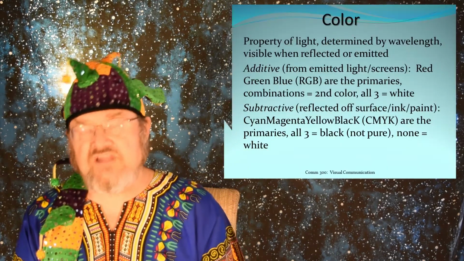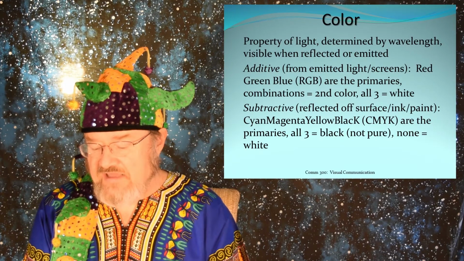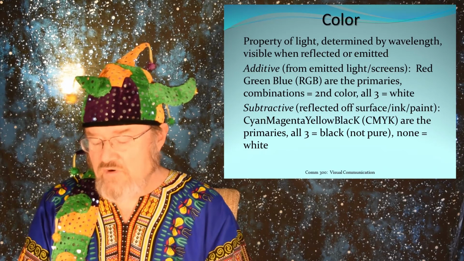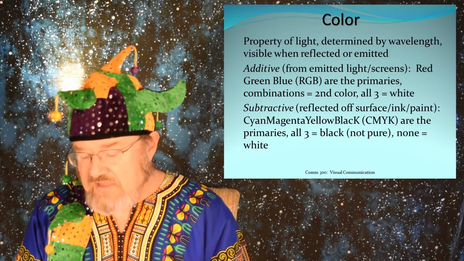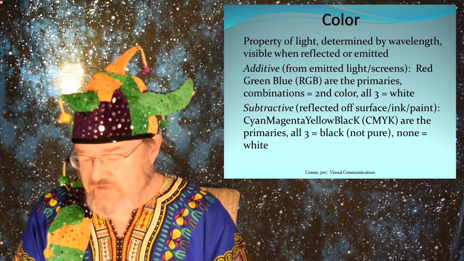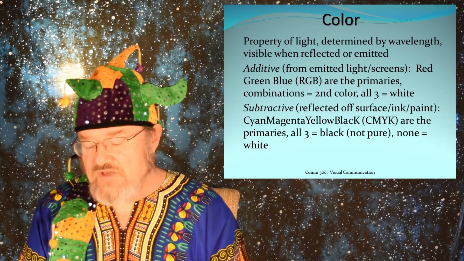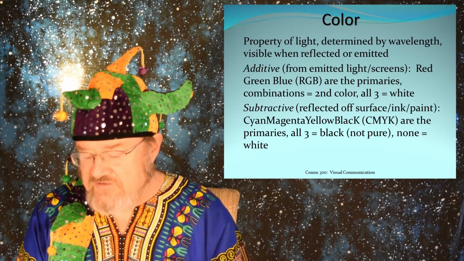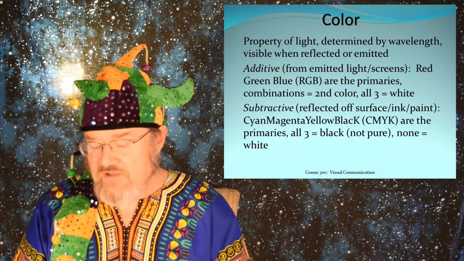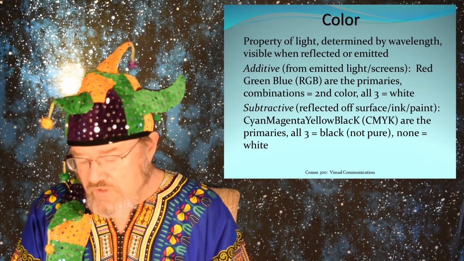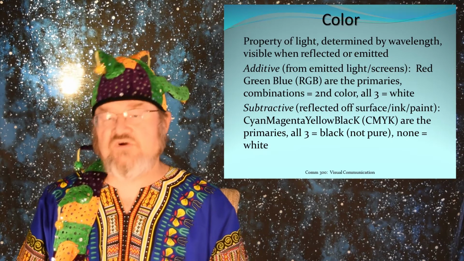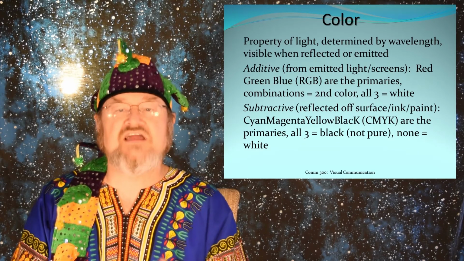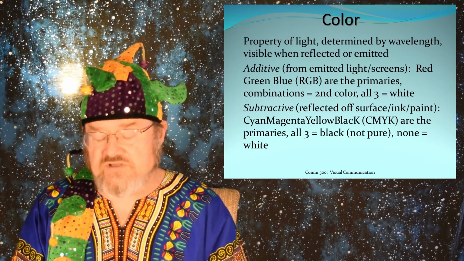Color is a property of light. It's determined by wavelength, and it's visible when it's either emitted from something or reflected from something. Let's talk first about the RGB scheme, which is emitted from light sources or screens. There are three colors, of course: red, green, blue, RGB. They're the primaries, and when you combine two of them, you get a second color. And if you put all three together, ideally, perfectly, you would get white.